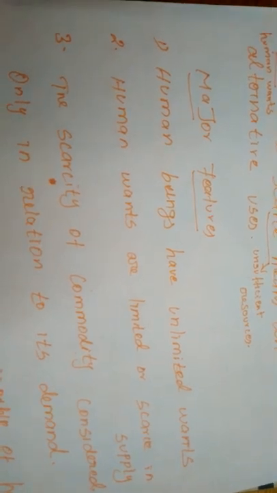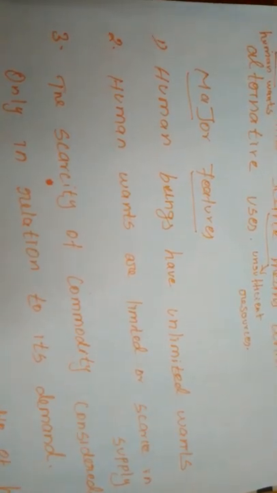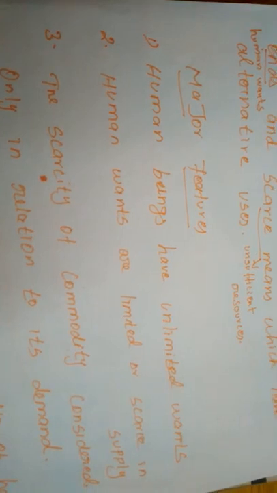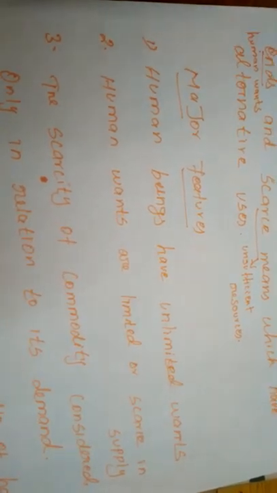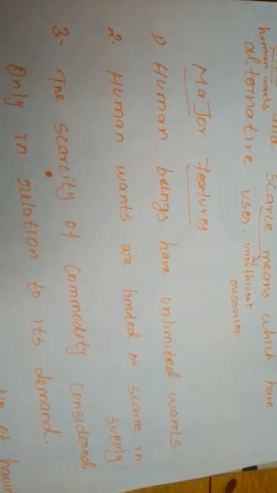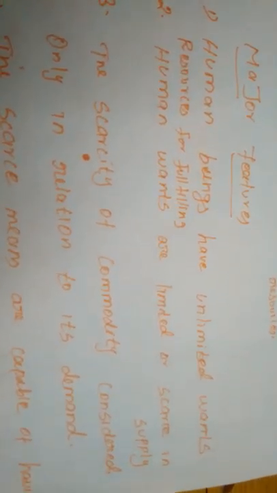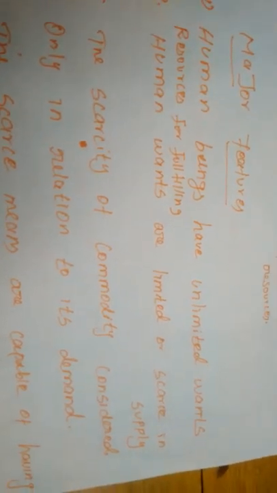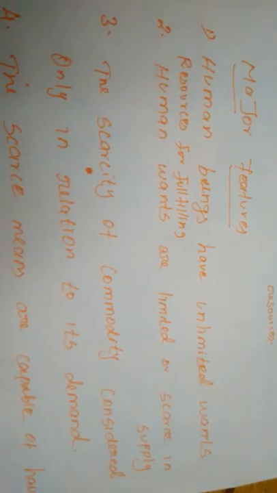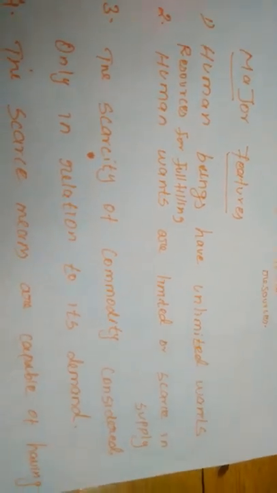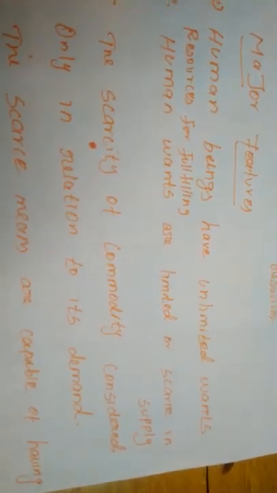After the satisfaction of one want of the consumer, another arises again, day by day, and year by year. So human beings have unlimited wants, but at the same time, on the other hand, the resources for fulfilling human wants are limited or scarce in supply.